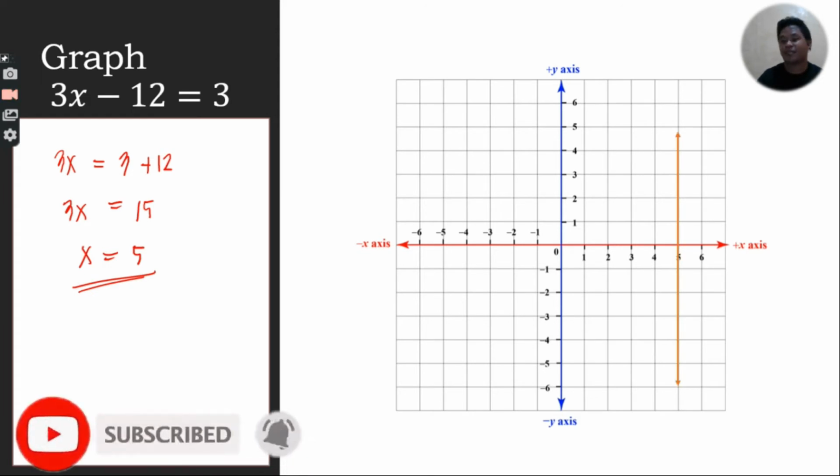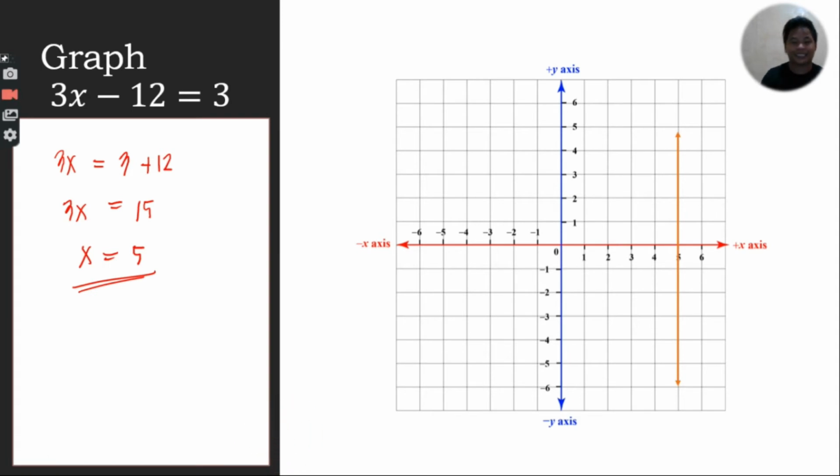So, ayan po siya. And the slope of this line is undefined. And I want to discuss also the slope of the horizontal line. So, pag horizontal line din po, yung slope niya po ay 0. So, ayan po. Magkaiba po sila ng slope. 0 po pag horizontal line and pag vertical line po is undefined.